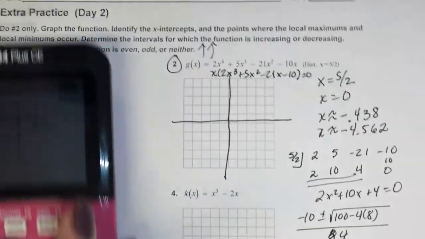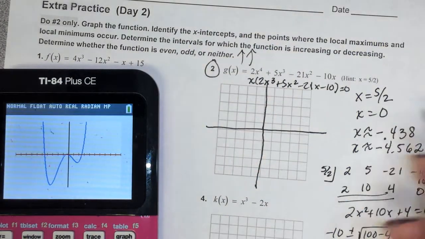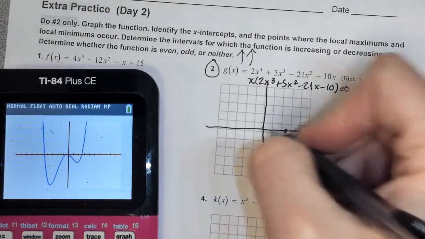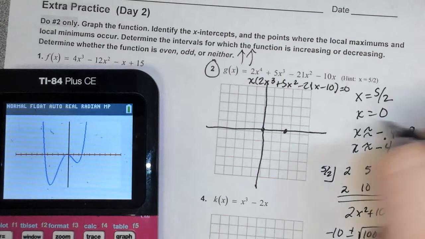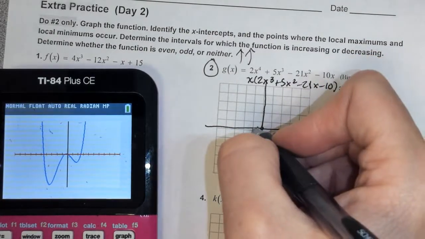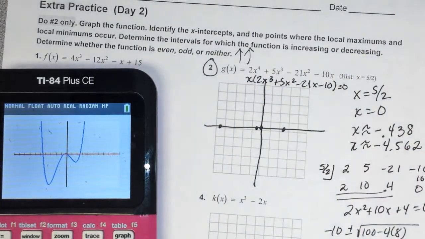All right, so back to here now. So we're trying to graph this. So we have our zeros at 2.5, at 0, at negative 0.438, right there. It's kind of hard to get it in there. 1, 2, 3, 4.5, right about there.